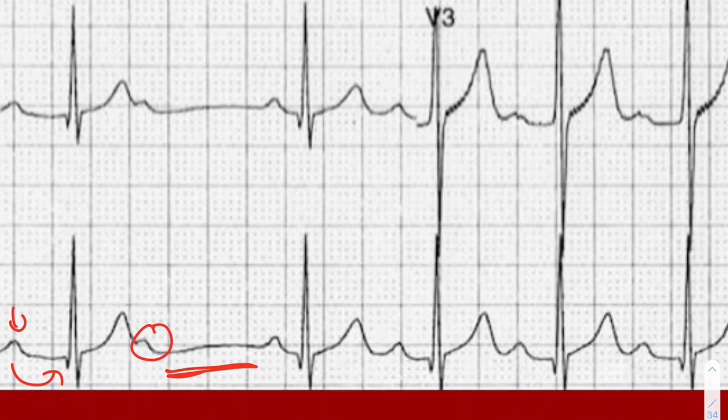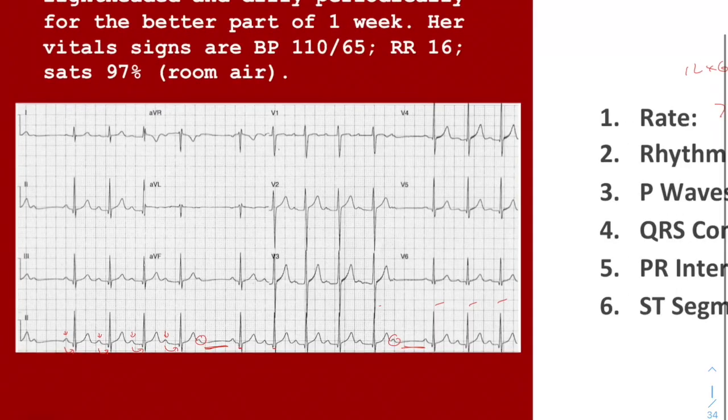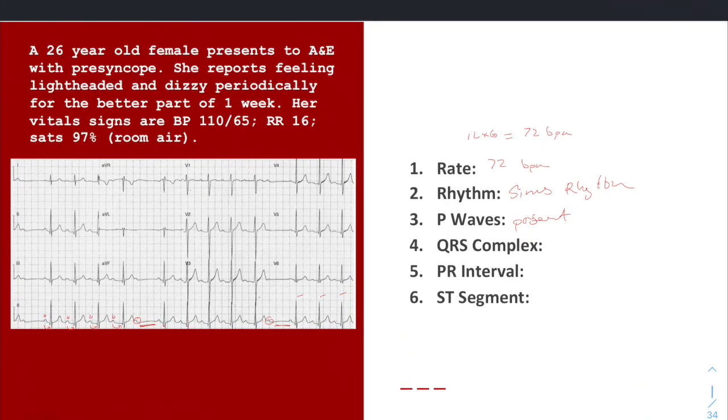Our QRS complexes, though, are nice and narrow. This is probably 1.5 squares there, so less than the 3 small boxes, which means that we're looking at less than 120 milliseconds in our QRS complex.